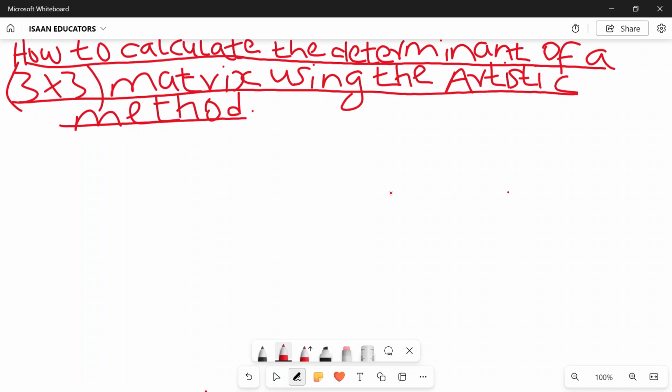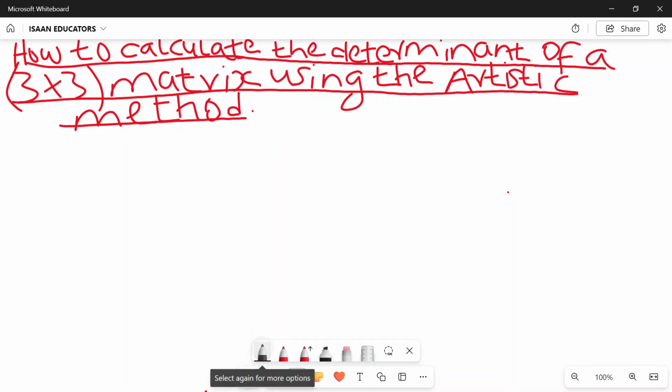So in this tutorial, we're going to discuss how to calculate the determinant of a 3 by 3 matrix using the Sarrus method. Before we do a 3 by 3 matrix, we are first going to do a recap on the calculation of the determinant of a 2 by 2 matrix. Then we'll be able to calculate the determinant of a 3 by 3 matrix, and basically you're going to focus on the Sarrus method. So let us do it practically.